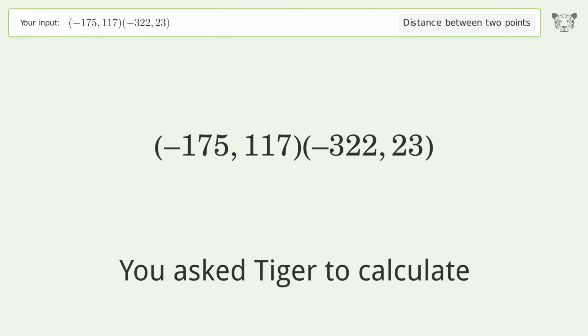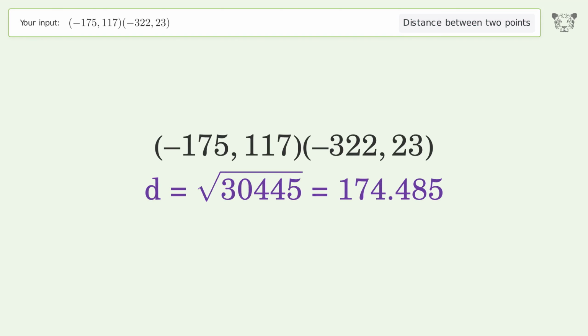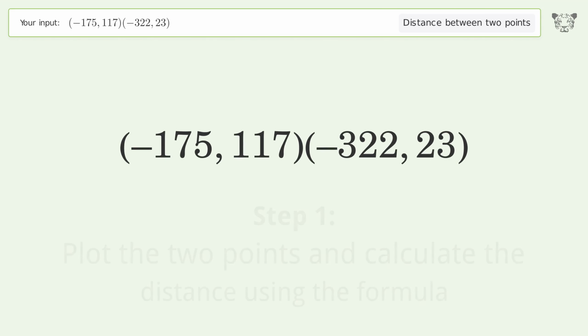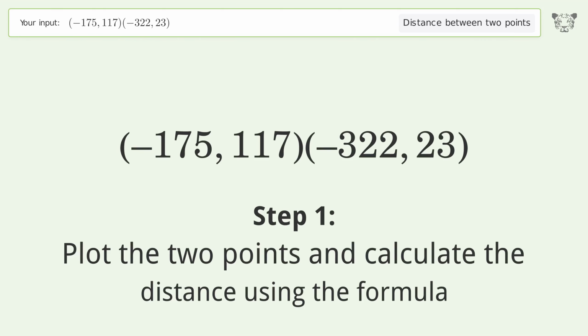You ask Tiger to calculate. This deals with the distance between 2 points. The distance between the 2 points is the square root of 30,445 or 174.485. Let's solve it step by step. Plot the 2 points and calculate the distance using the formula.